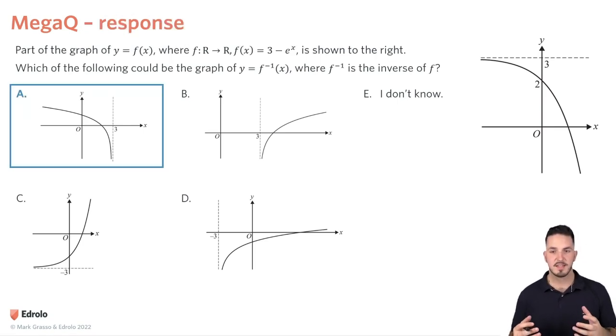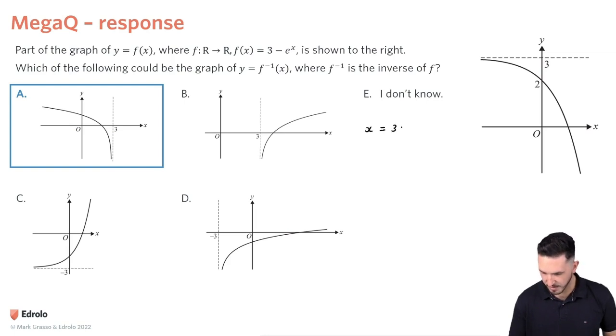So I hope that you answered A. So again, you could do this graphically and have a look at what it may be. However, I always like to find the actual inverse equation first and see which of these graphs it would match. To do this, let's first swap out x and y. So we're going to have x is equal to 3 minus e to the y. Subtract 3 from both sides, so we have x minus 3 equals negative e to the y.